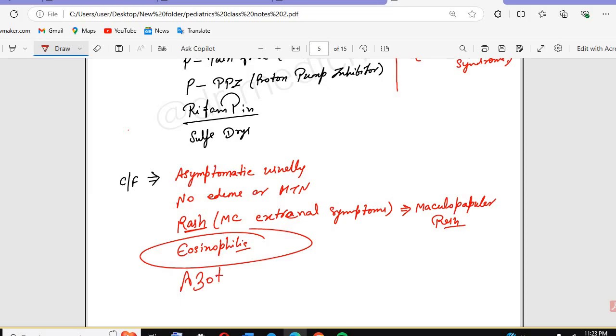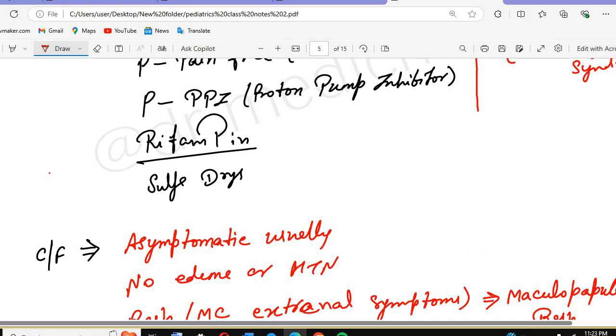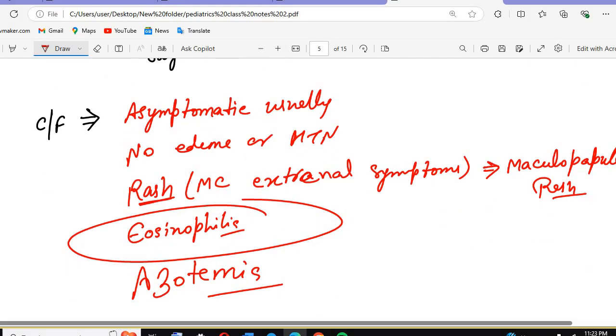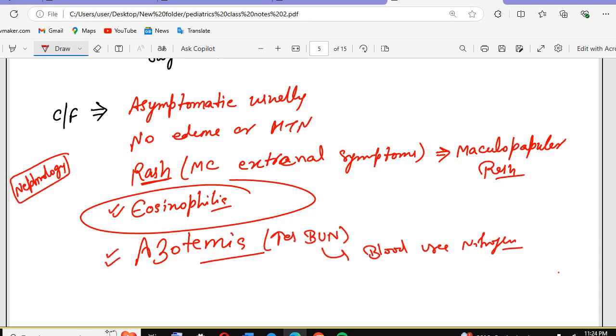Can anyone tell me what is azotemia? Azotemia is a condition of having a lot of nitrogen in the blood. Remember, A means azotemia. What is azotemia? Very important one.